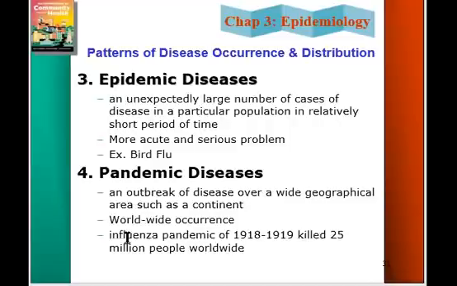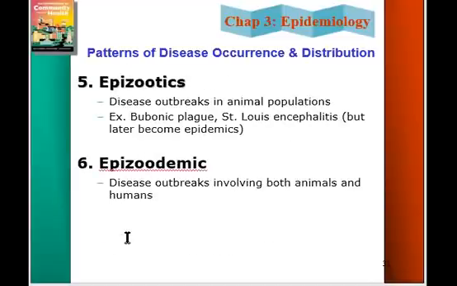Okay? So to continue with the different patterns of disease, we have here epizootics. So what is epizootic? This is a disease that occurs in animal populations. A disease outbreak that occurs in an animal population. So example will be your bubonic plague. Ito yung Black Death na sinasabi nila. And even St. Louis encephalitis. But later on, kani silang duha, from being an epizootic, naging epidemic sila. Kaya di ba, transfer sa tao?